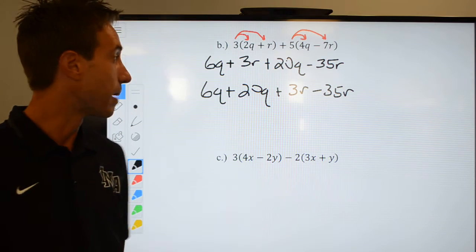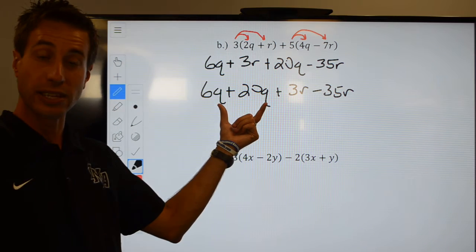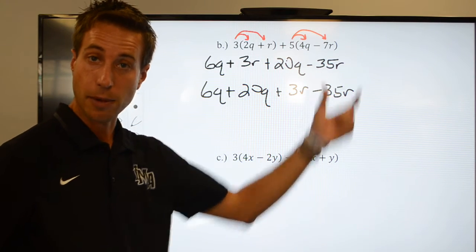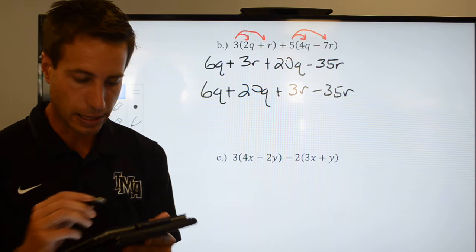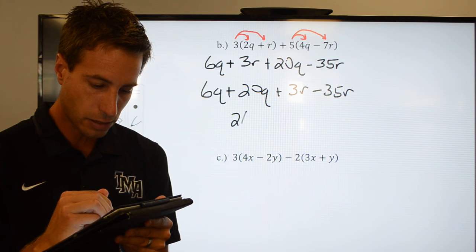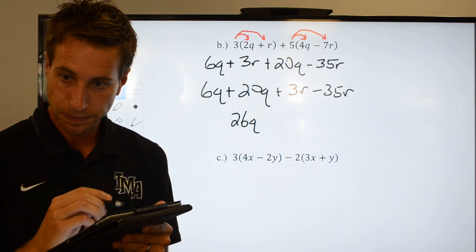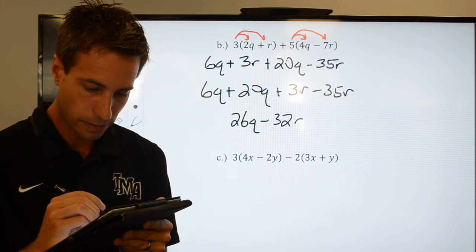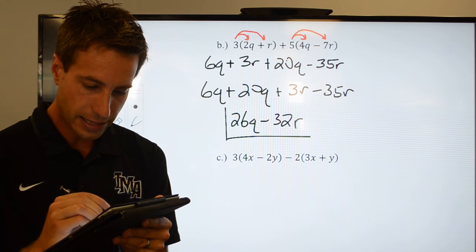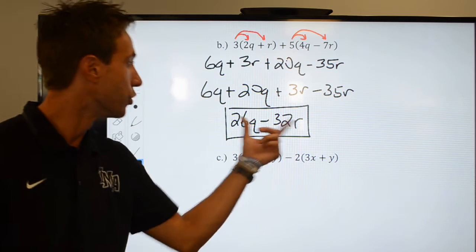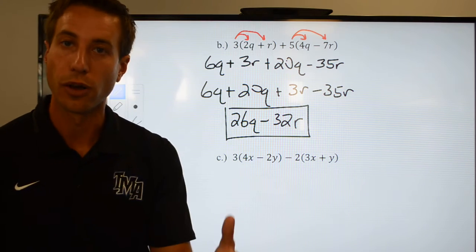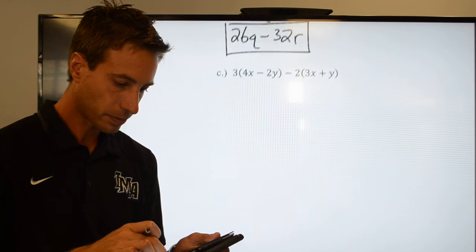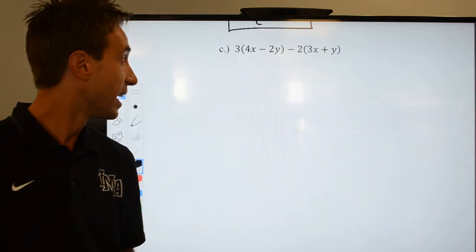Now I can go ahead and combine like terms. These guys are like terms. The variables are the same. They're both raised to the same power. R's are the same. Variables are the same. Both raised to the same power. We'll go ahead and combine those. 26q minus 32r. And that takes care of everything I can do to this problem. No longer do I have like terms. There are no other grouping symbols. I have completely simplified.